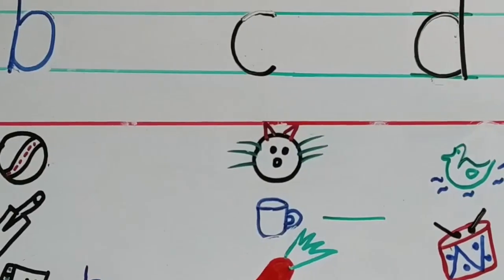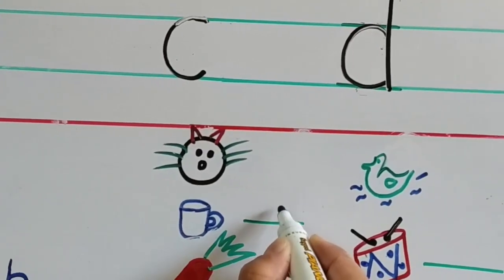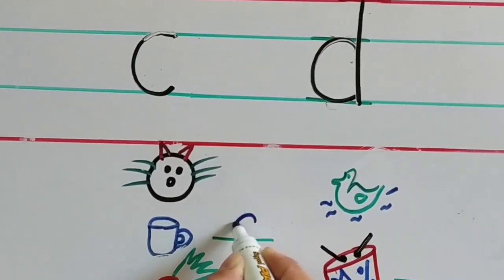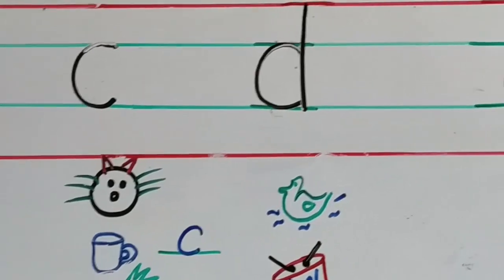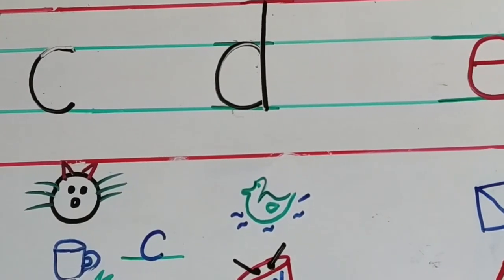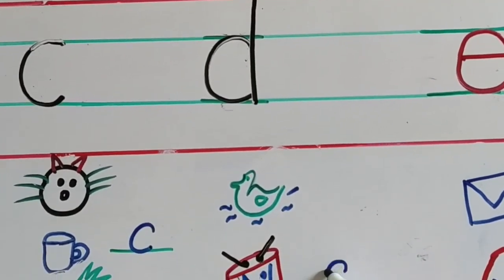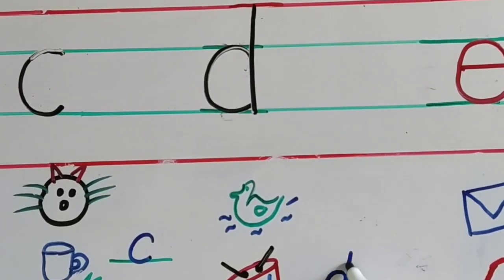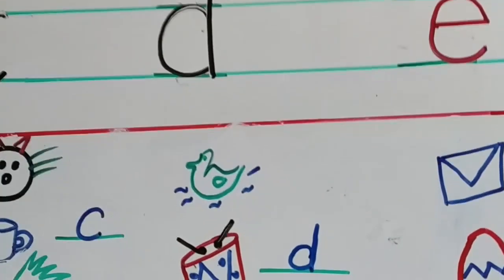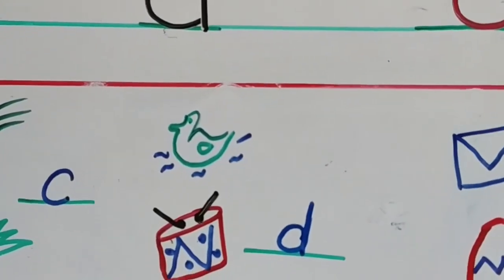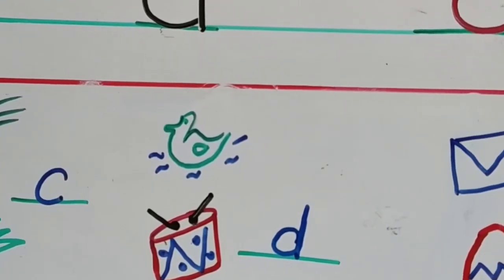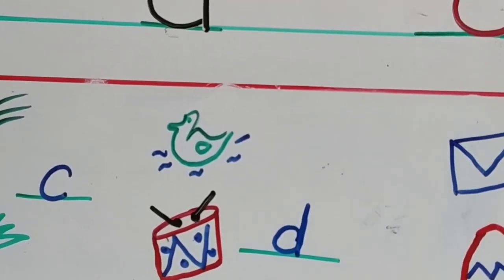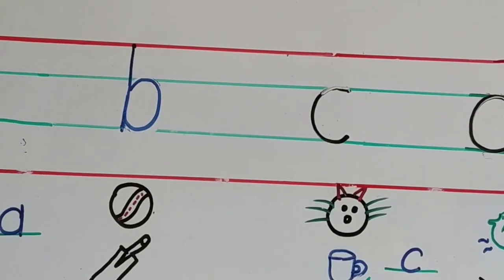What is the beginning sound of cup? C, K. What is the beginning sound of drum? D, D. What is the beginning sound of egg? E, A. Very nice. Now repeat with me.